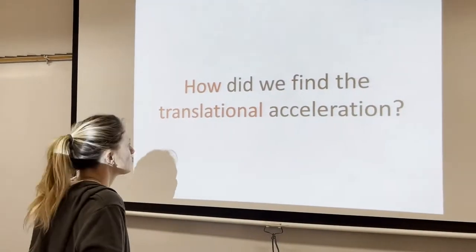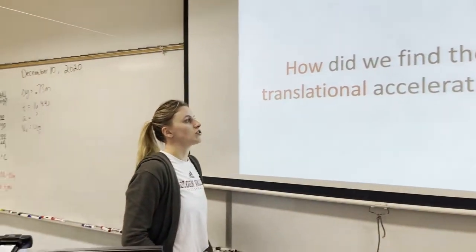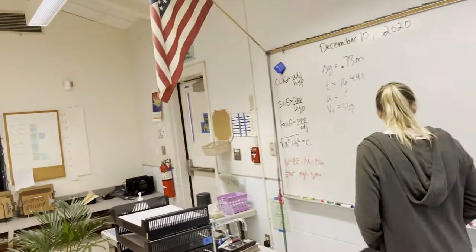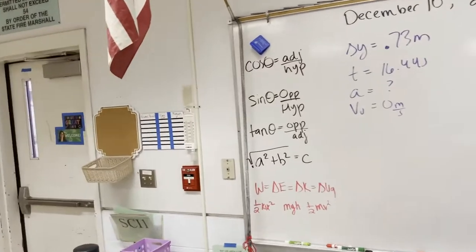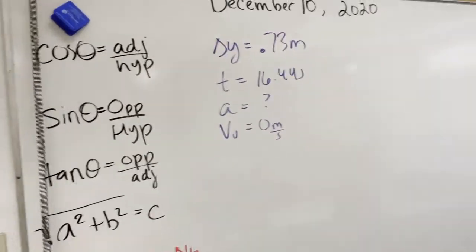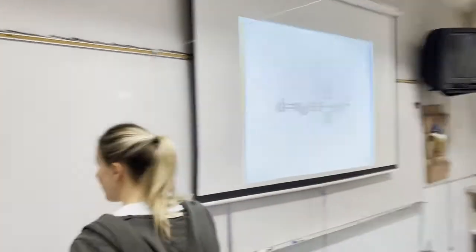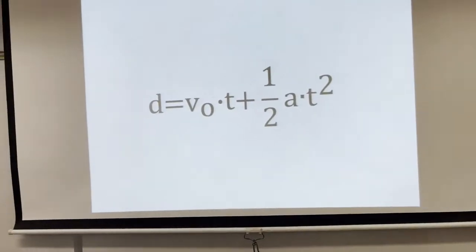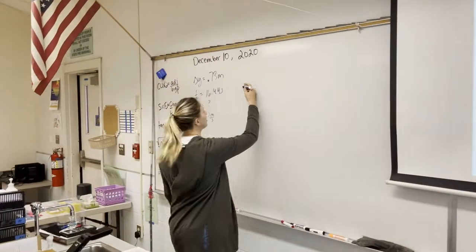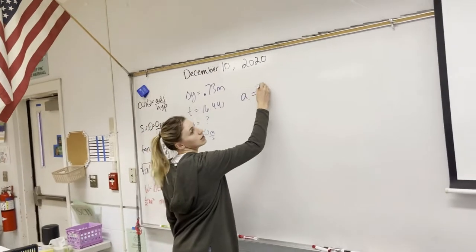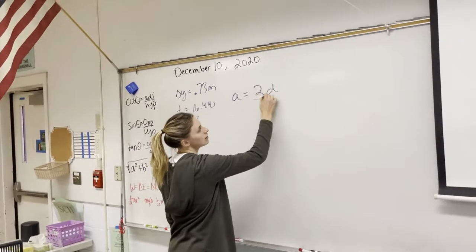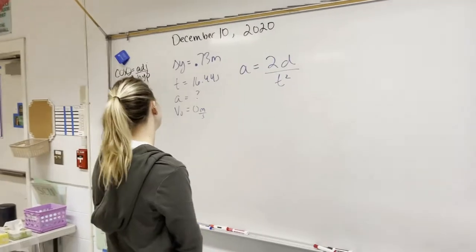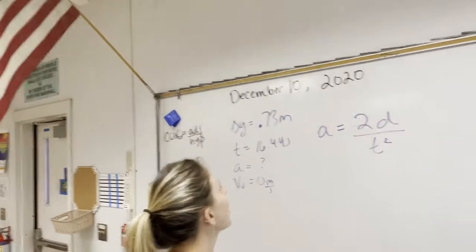inertia. So first question, how did we find the translational acceleration? That's linear acceleration. Well, here's the data we took. And this is the equation that you started with right here. In order to find acceleration, we just get 2d over t squared. We just got rid of that, right? And the d would be the delta y.